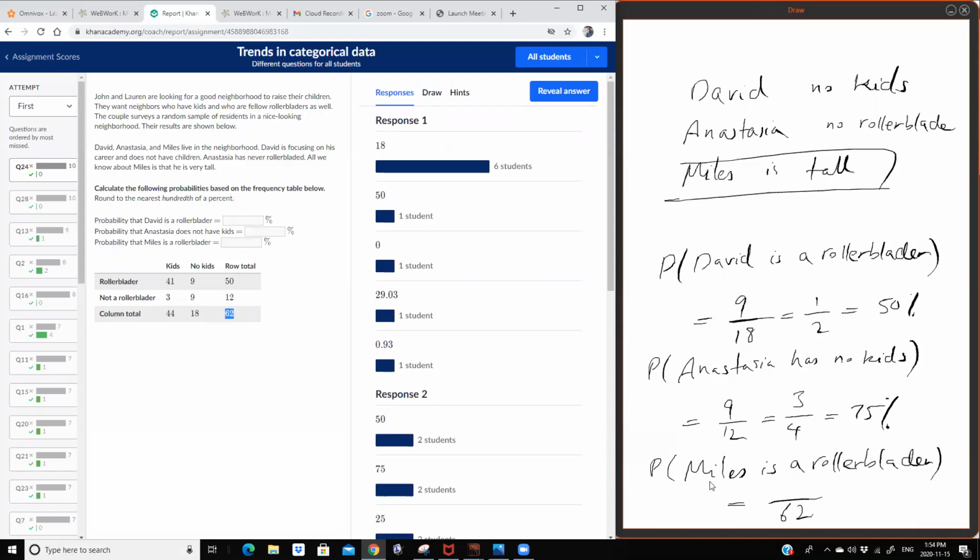Now, what is the probability that he's a rollerblader? 50 of them are rollerbladers. So 50/62. And in order to get the percentage, I will have to multiply that by 100. And that would be the percentages.